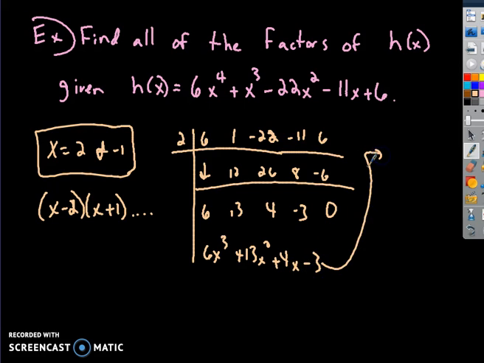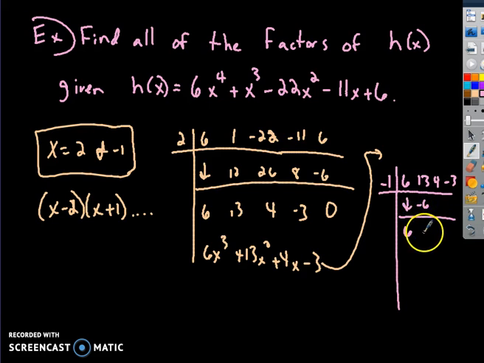Taking this and using synthetic division again with my other zero, -1. So it'll be a -1 here. And the numbers are 6, 13, 4, and -3. So the 6 comes down, and it's -6. And this is 7. And this is -7, and this is -3, it's +3, and it's 0. So this is now 6x squared plus 7x subtract 3, which is a trinomial that I can factor.